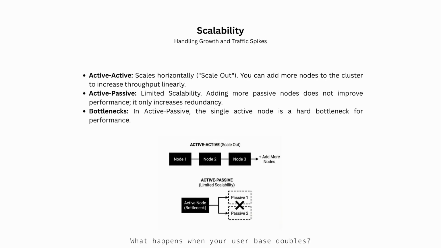What happens when your user base doubles? In an active-passive setup, you are stuck. You can't add a third server to help because only one server is allowed to talk. In active-active, it is highly scalable. You just drop a third node into the cluster, update the load balancer, and you have 50% more capacity.